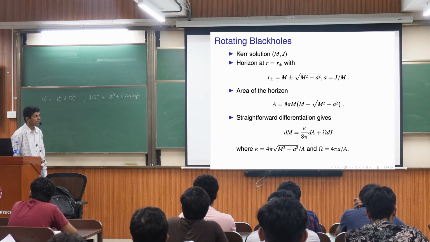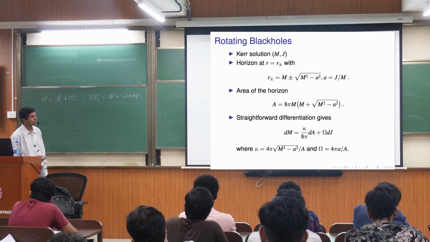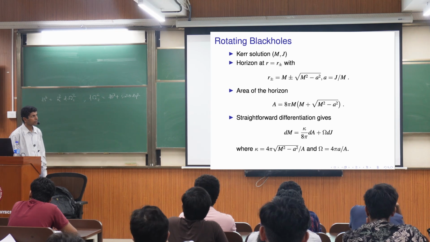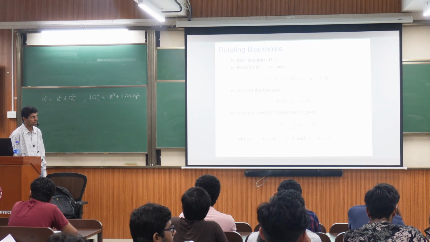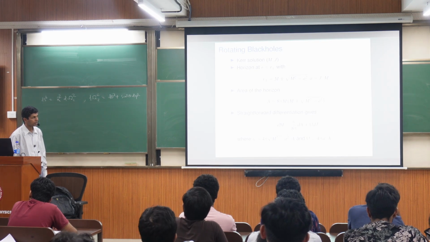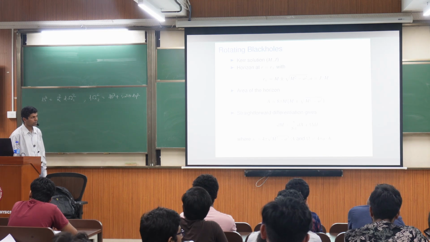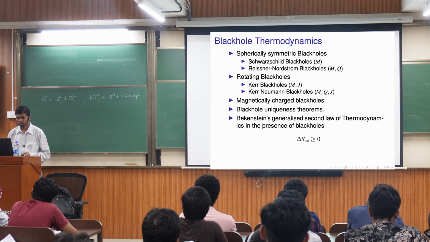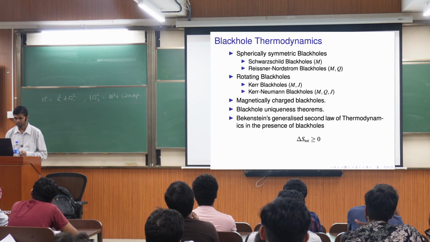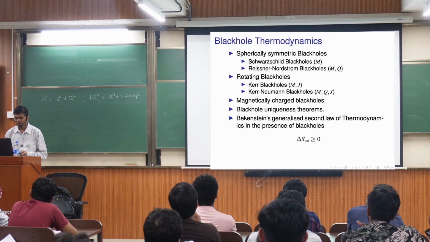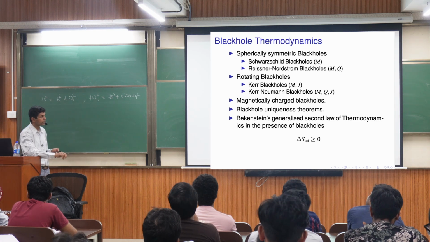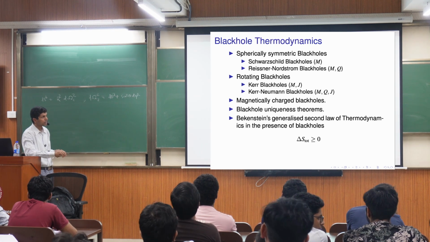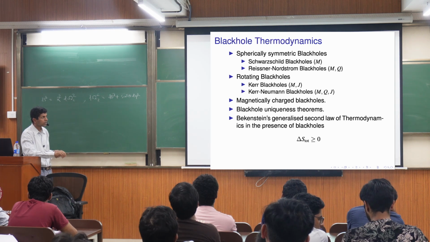And again, looking at the metric, you can compute the area of the horizon, and one can differentiate, and then one can obtain this formula, which is relevant later. So there are many solutions you can obtain this way. Okay, the Schwarzschild solution that I have discussed.